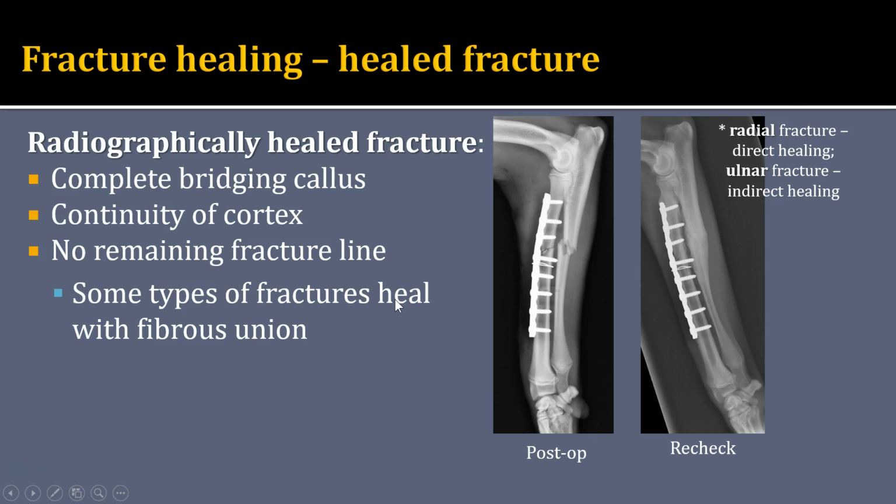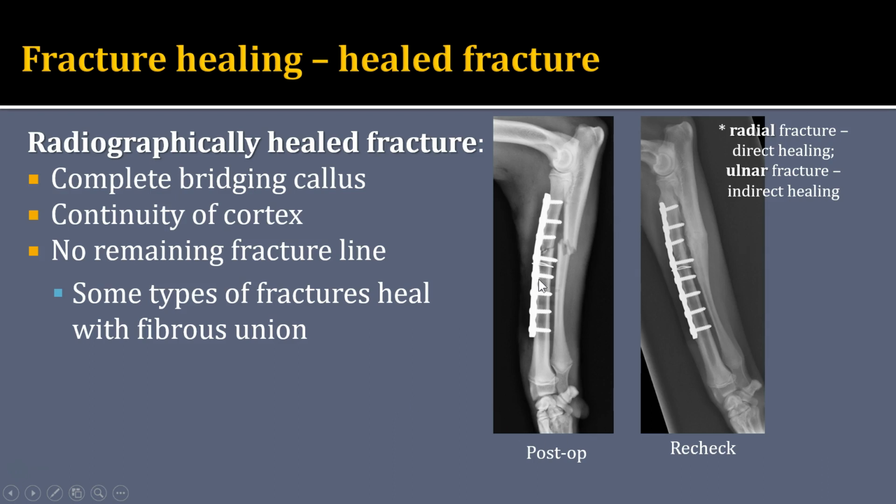However, there are some fractures that heal by fibrous union, so there will always be a radiolucent line even when it's healed. Specifically, this would be the distal phalanx of a horse, but there are some stress fractures in horses that might also have a fibrous union. The other thing we need to keep in mind is that fractures are often clinically healed, even if we can still see a bit of the fracture line on the radiographs.